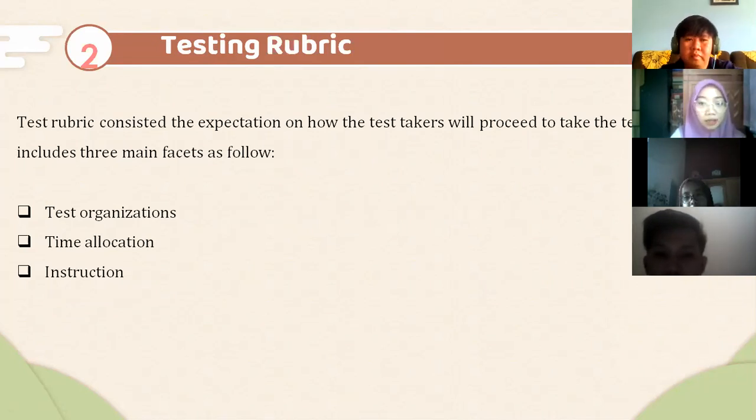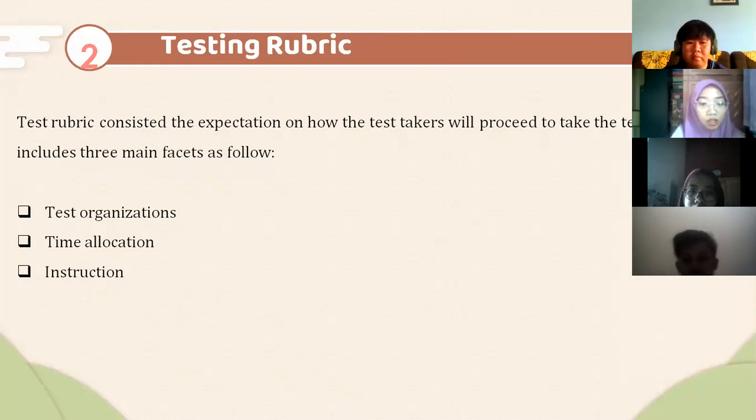Okay, the second is test rubric. Test rubric consists of the expectations on how the test takers will proceed to take the test. Test rubric includes 3 main facets as follows. The first is test organization. It includes the salience of parts or the sequence of the parts, which part needs to be given first, second, and last. And it is also related to the relative importance of the parts. So the most important parts of the test should be given first, and the less important should be given in the last section. The next is time allocation, and the third is instruction.